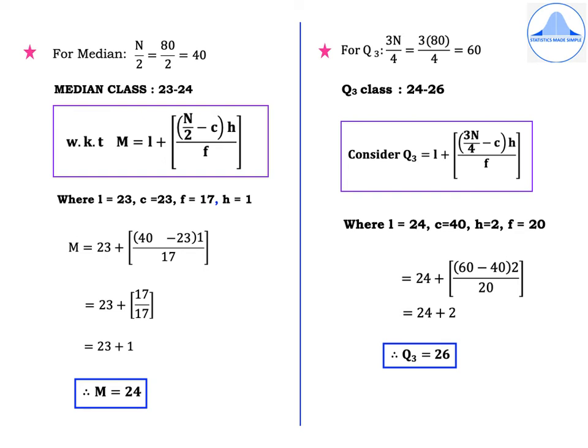Next, for Q3, find out 3N by 4, which is 3 into 80 by 4 equal to 60. The value which is greater than or equal to 60 in the CF column is 60 itself. So corresponding to 60, write equal to 3N by 4. The class interval is 24 to 26. So the Q3 class is 24 to 26, and use the formula Q3 equal to L plus 3N by 4 minus C into H divided by F. So L is 24, C is 40, H is 2 and F is 20, and the final answer for Q3 is 26.